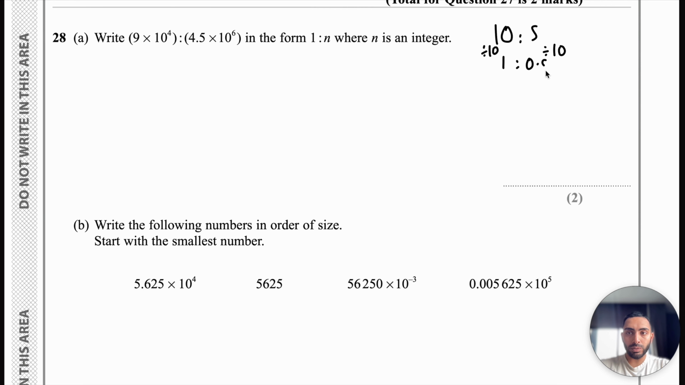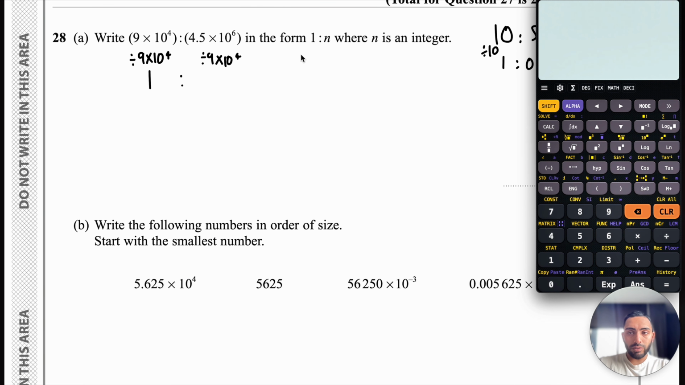5 divided by 10 would be 0.5. So I'm going to do the same thing with this one. I want 1 on the left hand side, so I need to divide by this number, 9 times 10 to the 4, and I'm going to divide by this on the right hand side as well. I'm going to do this on my calculator, so I have 4.5 times 10 to the 6.